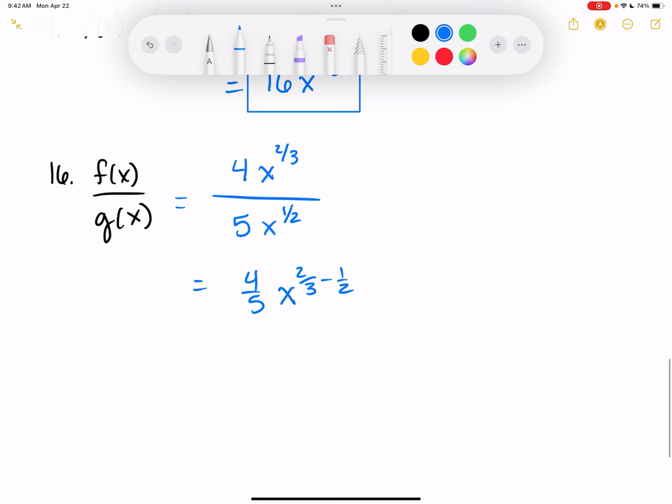We're going to get a common denominator, which would be what? 6. So this is going to be 4/5 x to the, over 6, 2 times 3 is 6, 4 minus 3 is 1. So this becomes 4/5 x to the 1/6.